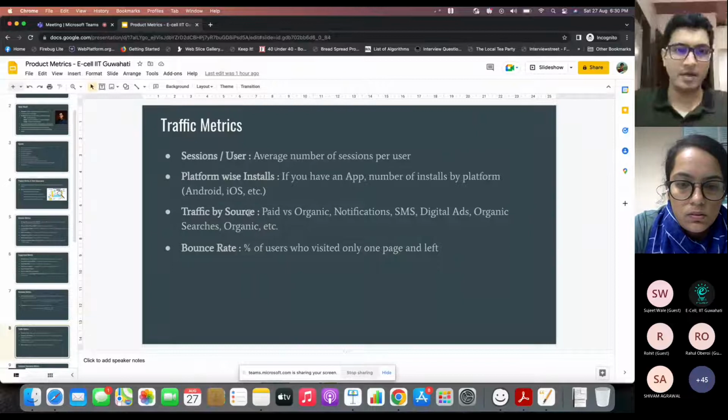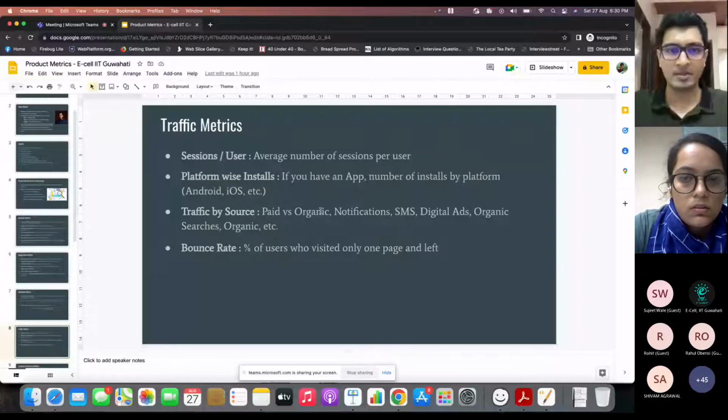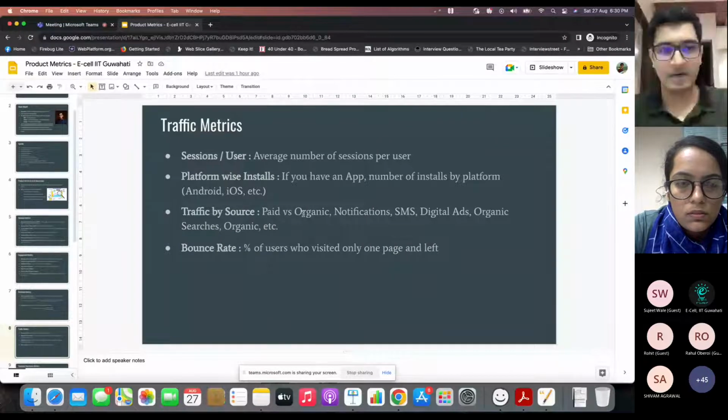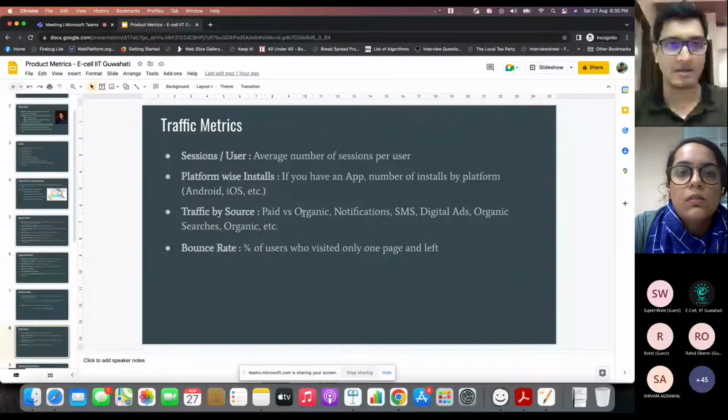So as I told you, traffic comes from multiple sources. It could be paid versus organic. Organic is basically the user opened the app or launched the website on their own. You didn't have to pay a traffic generating source for getting that user on the platform. That is organic traffic. Organic traffic also includes the traffic from SEO.